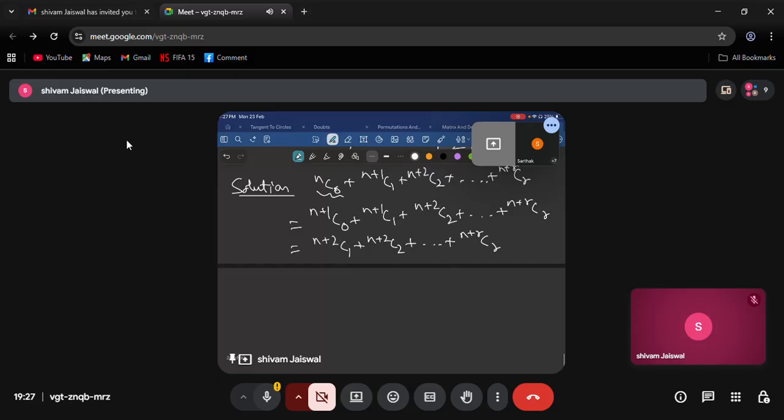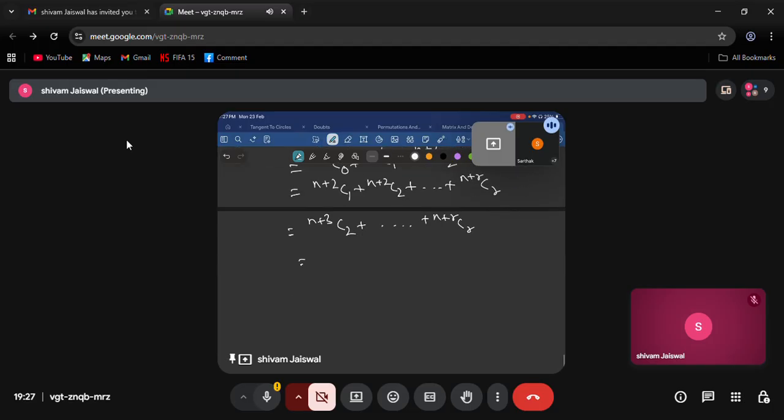Okay. Now, n plus 2 C1 plus n plus 2 C2 will become n plus 3 C2, plus dot dot dot plus n plus r Cr. After r steps, what are you getting? n plus r plus 1 Cr, which is Cr minus 1 plus n plus r Cr. This will be equal to n plus r plus 1 Cr. Is it clear? Hence proved.